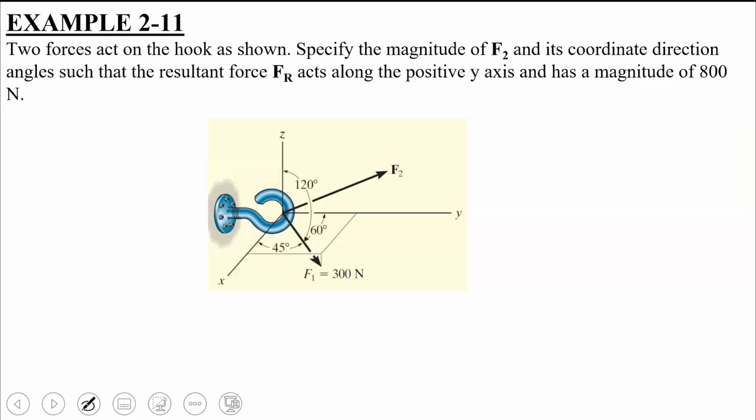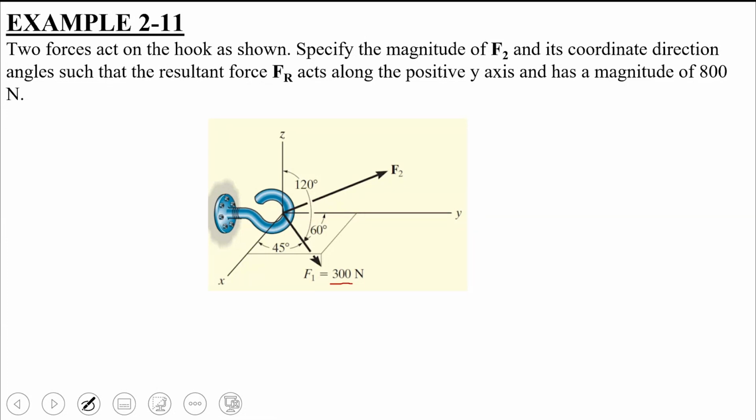Okay, example 2-11 की अगर हम बात करें तो we have again two forces which are acting on this hook. One is a force F1 whose magnitude is known to us, which is 300 Newton, and its direction is also known to us. That is, this force F1 is making an angle of 45 degrees with respect to x-axis, 60 degrees with respect to y-axis, and 120 degrees with respect to the z-axis. So we can use these alpha, beta, and gamma in order to write this force F1 in terms of its Cartesian notation.